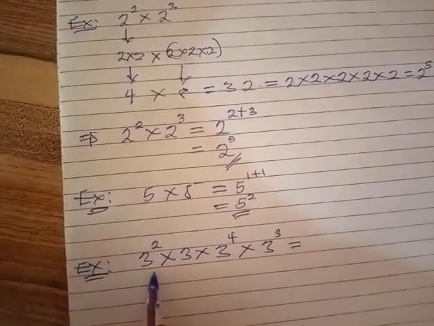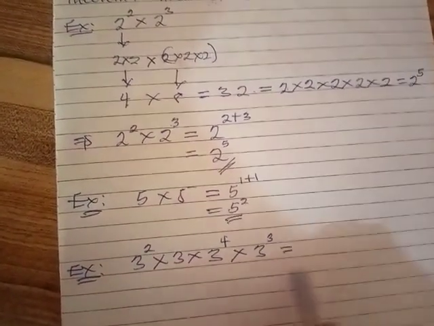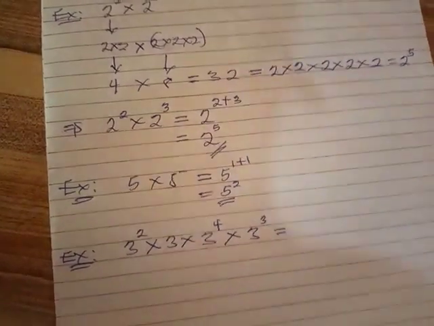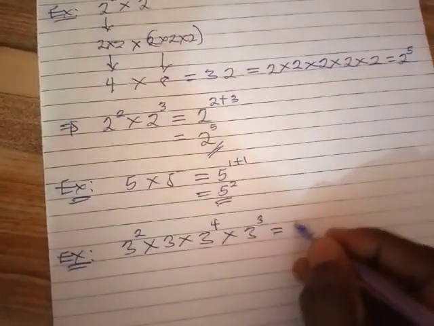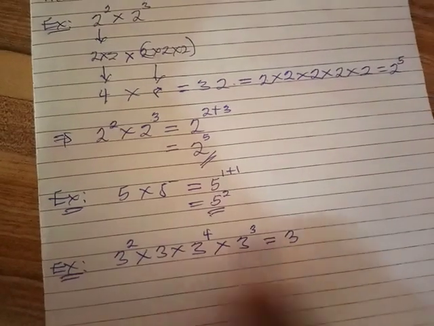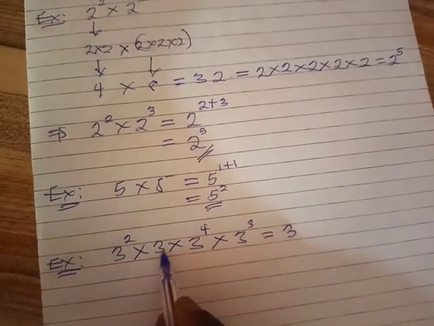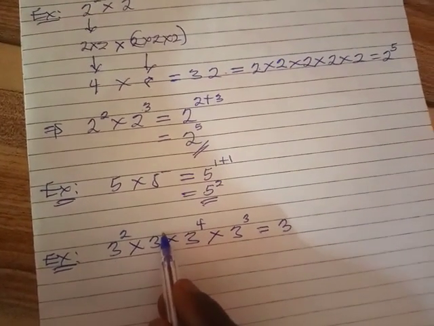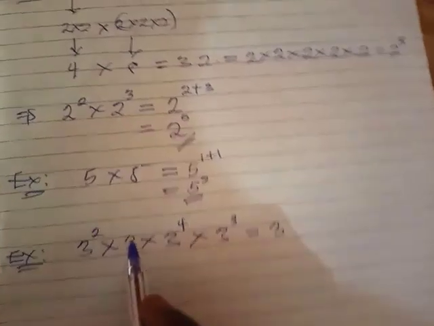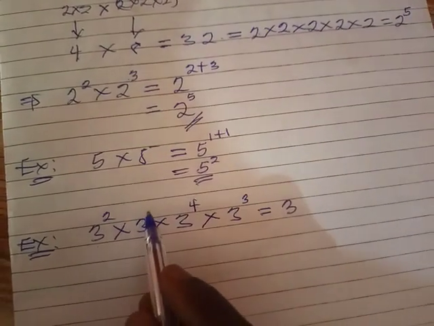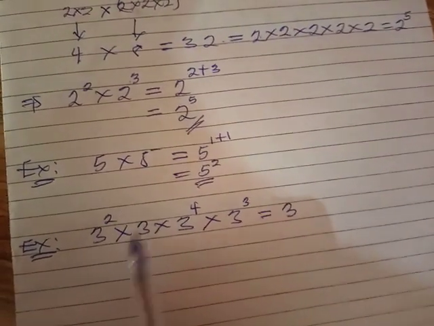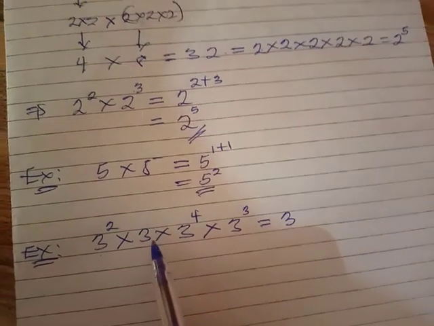Now because we have 3 throughout, all the bases are the same, so you can write one of them and add all the exponents. This 3 here has an exponent. Despite the fact that we can't see the exponent, it does not mean it doesn't have one. It has an exponent, which is 1. If you can't see the exponent, it is 1.